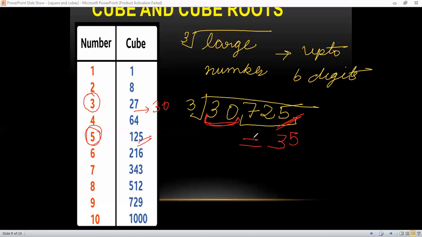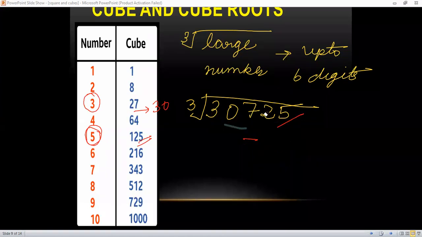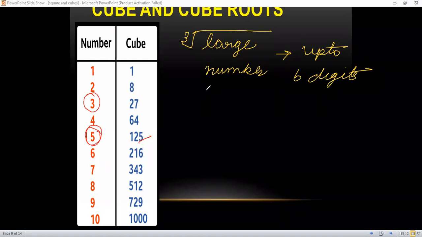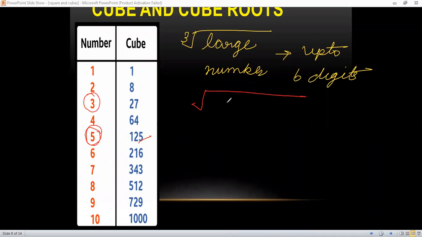Now you have got the cube root of this number. Now next, another number I am going to take. If I take 21952, now for this number, I am going to check the cube root.